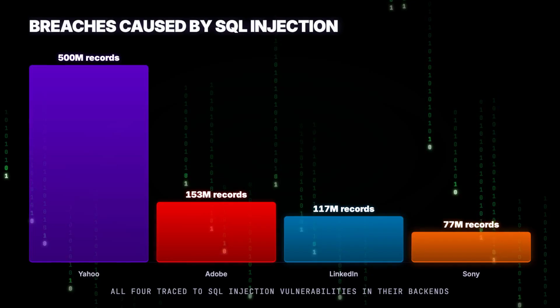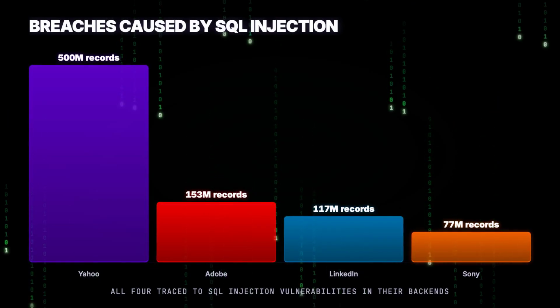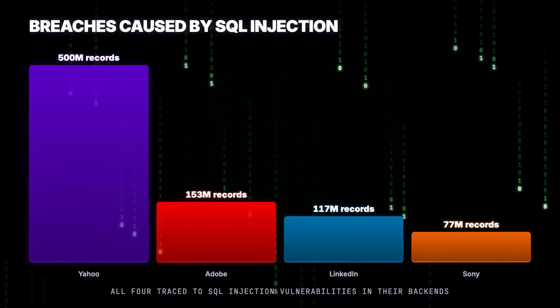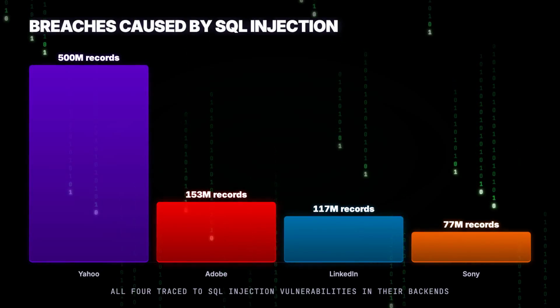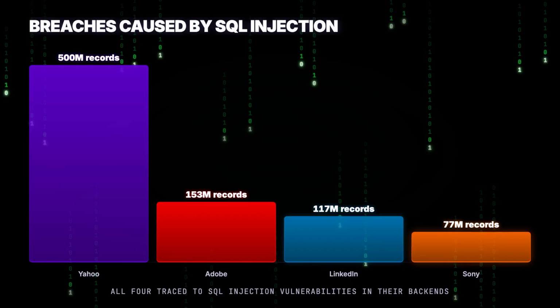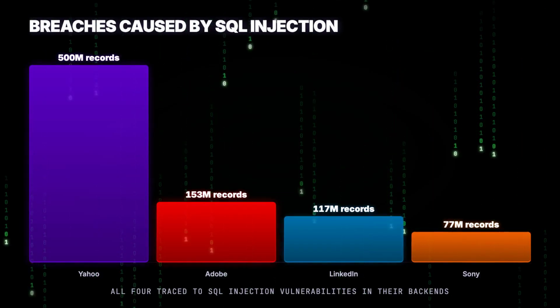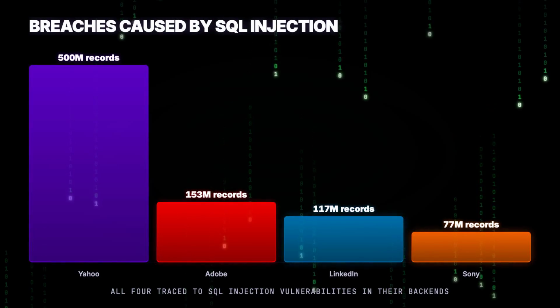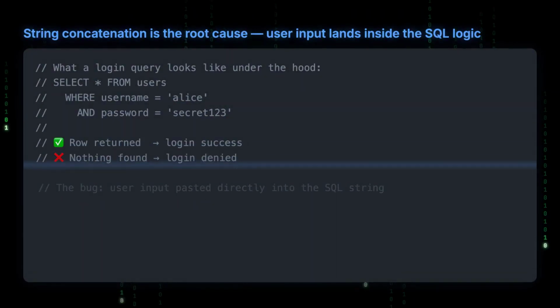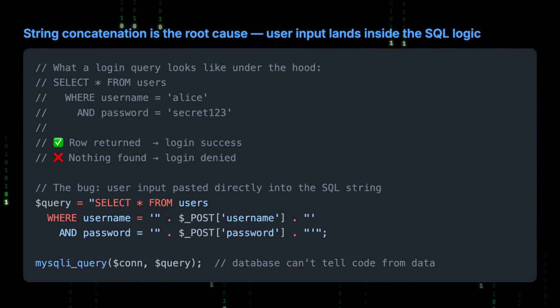117 million LinkedIn accounts, 500 million Yahoo records, all stolen through SQL injection. This attack is over 20 years old, still ranked in the OWASP top 10, and it is still working today. Here is how. SQL is how web apps ask databases for data.